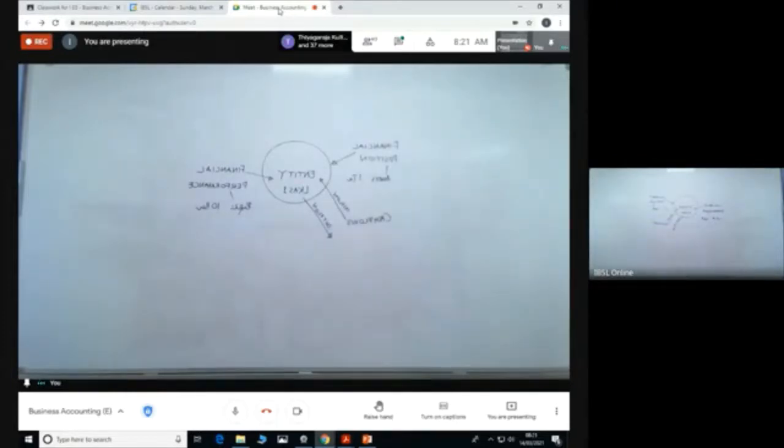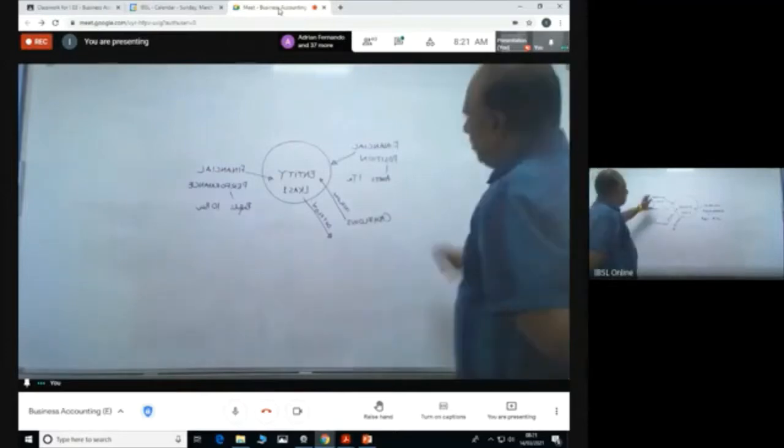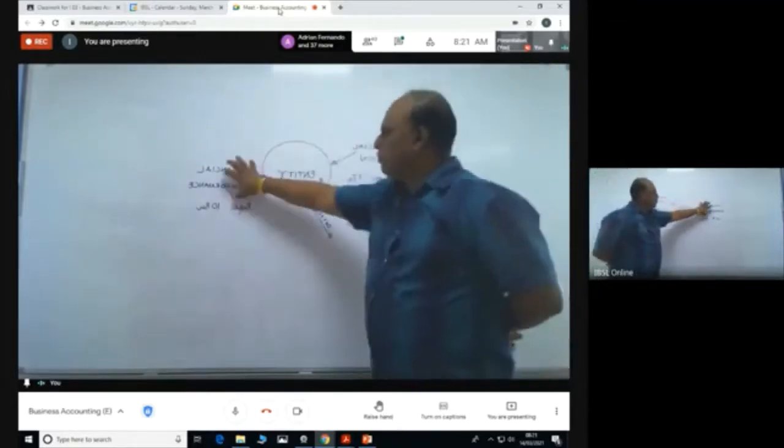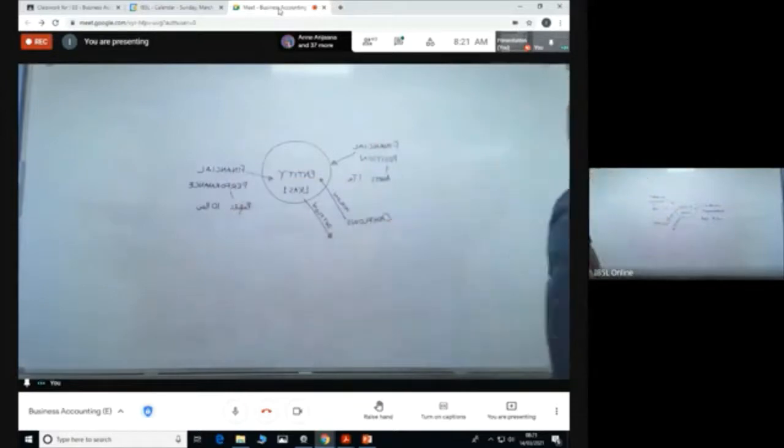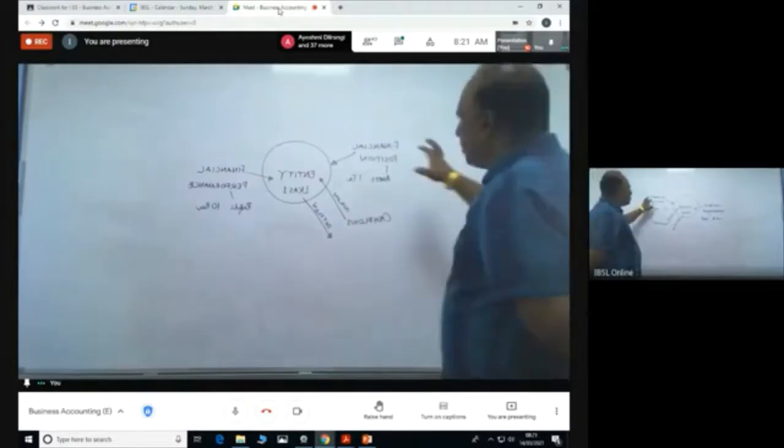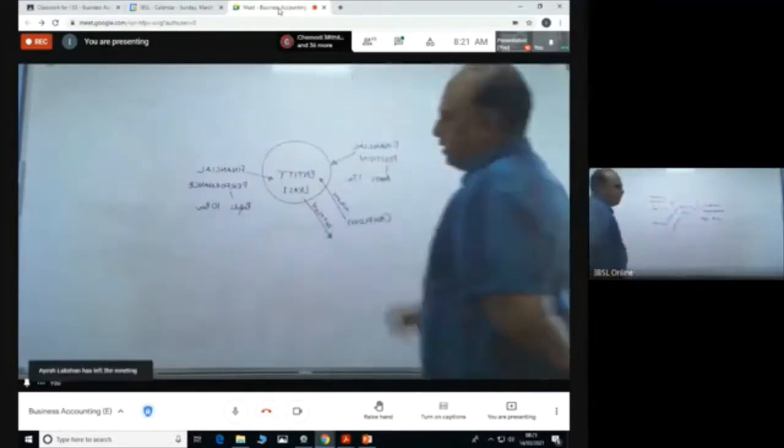So basically, if you look at an organization, LKAS 1 tries to establish these three pieces of information: financial position, performance, and also the cash flows. Are you clear with that? Because this is the essence of LKAS 1. You need to understand why LKAS 1 is there, because that is what tries to establish this fundamental principle. Every organization must produce financial information relating to its position, performance, and cash flows.